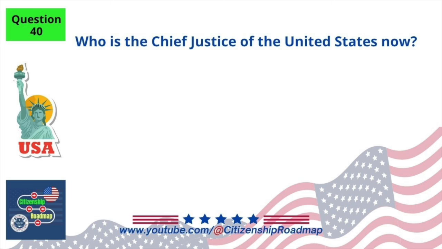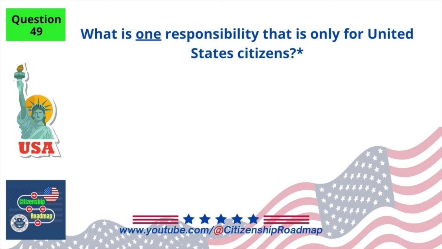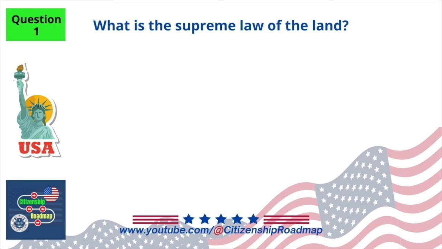Who is the Chief Justice of the United States now? John Roberts. What is one responsibility that is only for United States citizens? Serve on a jury. What is the supreme law of the land? The Constitution.